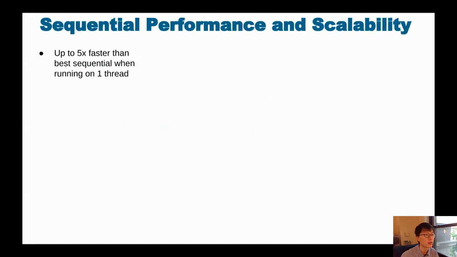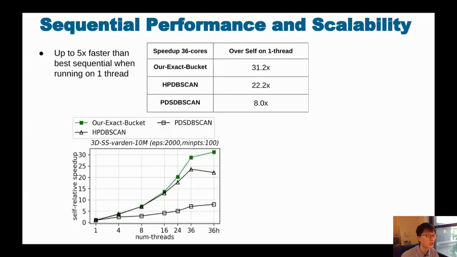Our implementation shows good speedup over both existing sequential and parallel implementations. When our algorithm is running on a single thread, we are up to 5 times faster than the best sequential implementation. And in parallel, we have additional speedups, as shown by the plot here. The x-axis shows the number of threads, and the y-axis shows the self-relative speedup, meaning the speedup over the same method running on a single thread. Our method is shown in the green line, which is higher than the baselines, and the competitors are shown in the black lines.